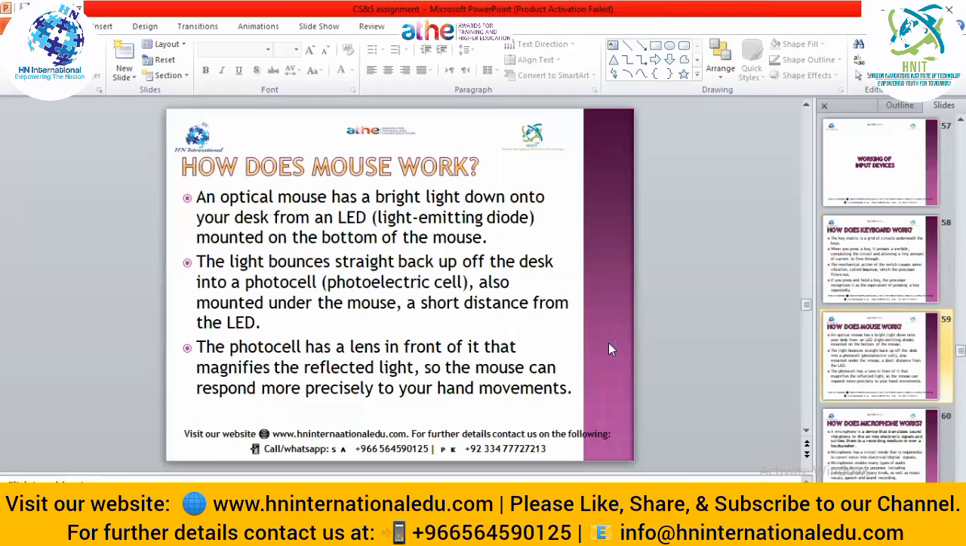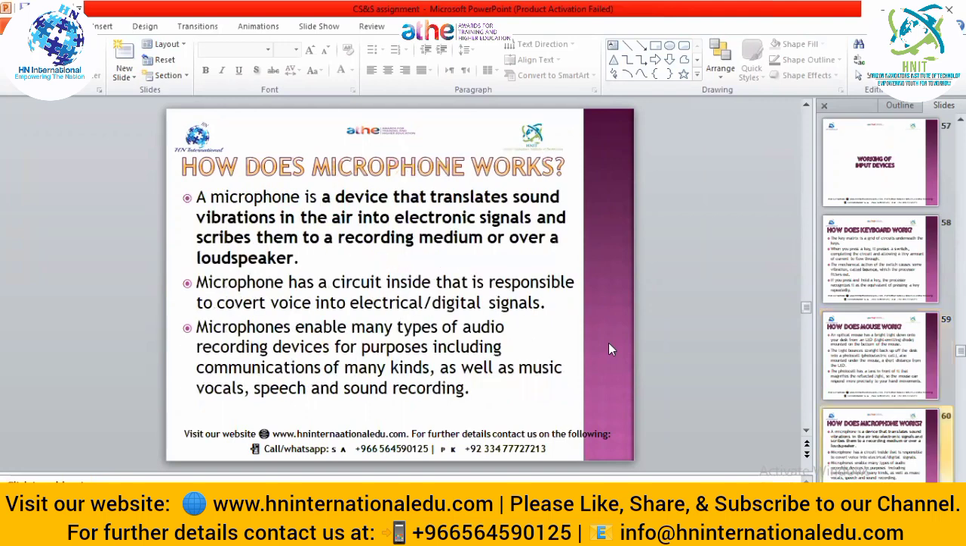Now, how does a mouse work? An optical mouse has a bright light shining down from the LED that transmits signals. The light bounces straight back, straight up off the desk into the photocell, which is a short distance from the LED. That's why a Bluetooth mouse has a smaller range and can be used within the room. The photocell has a lens in front of it that magnifies the reflected light, so the mouse can respond more precisely to your hand movement. Each lens will identify where we are moving our pointer, so that will move the pointer according to the movement of our mouse.